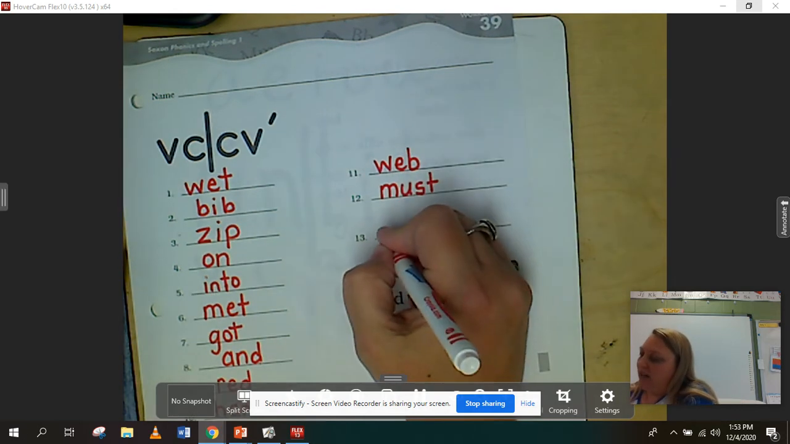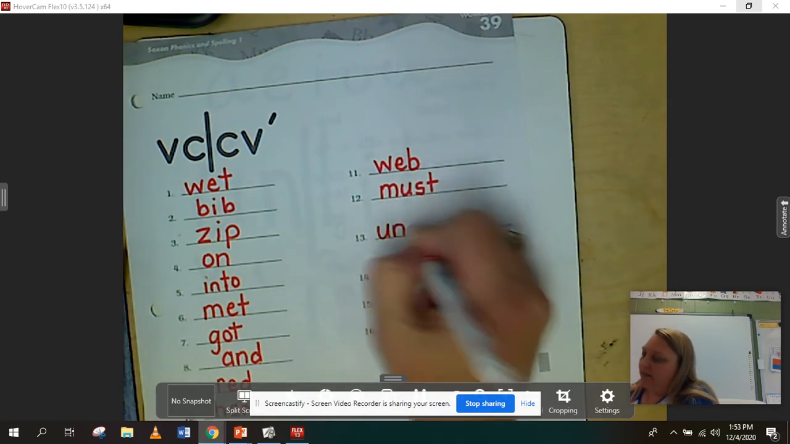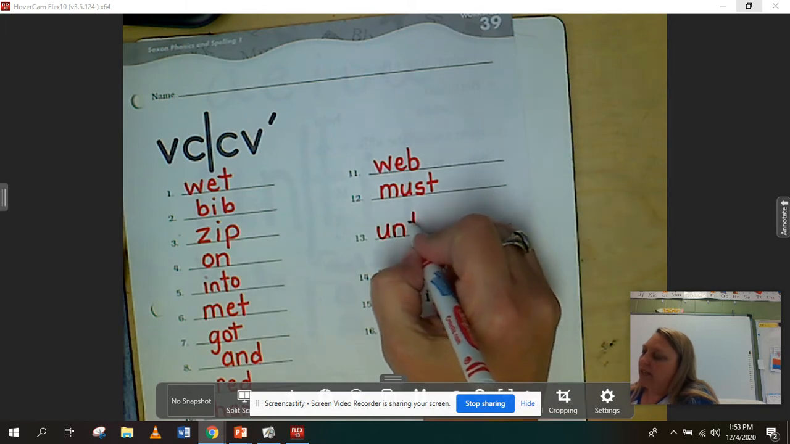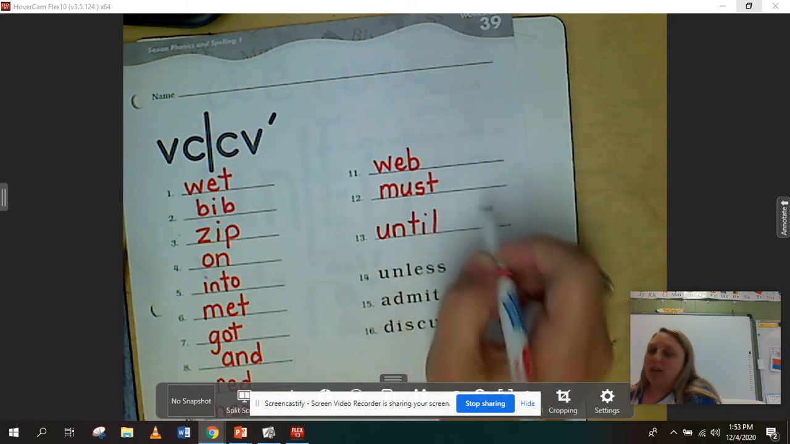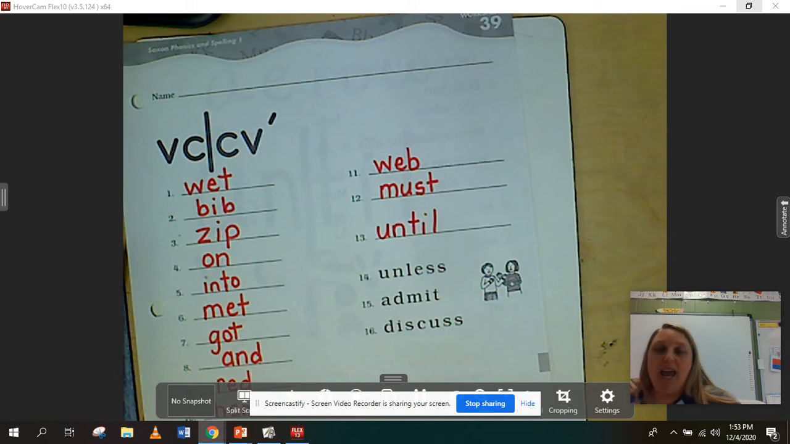Until. Till. When it's writing time and you guys are trying to write some of these big words that are in your good brain, and big words are great for writing, sometimes it's just easier to divide them up into syllables. Sound out the first syllable and write it down.